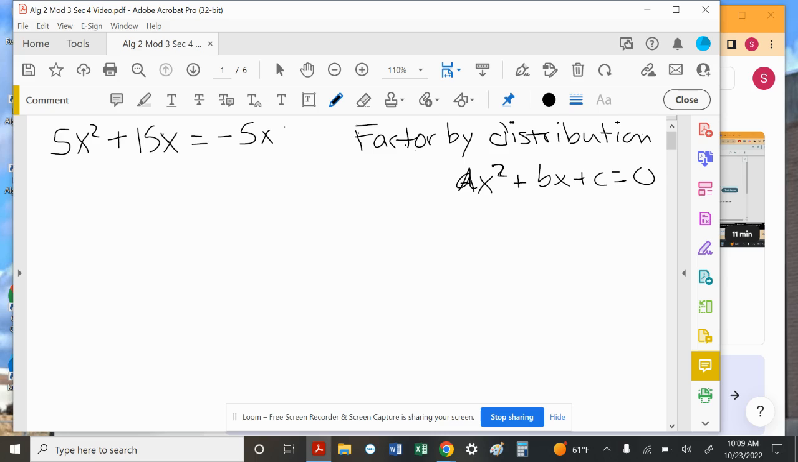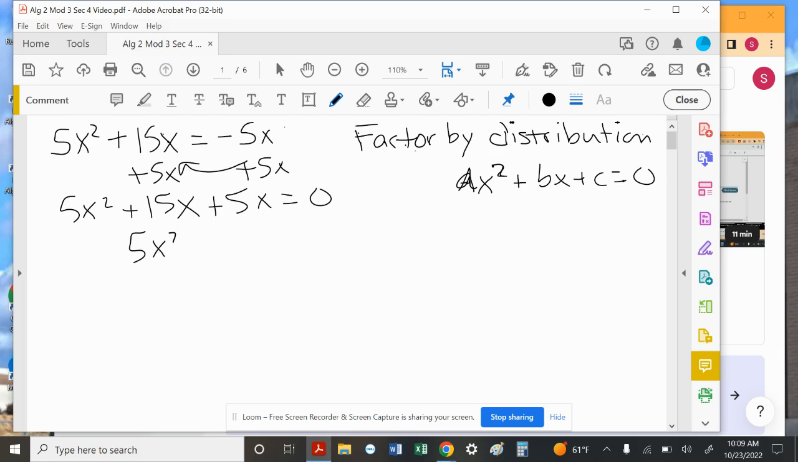And so what I'm going to have to do is move this over to the other side. So I have 5x squared plus 15x plus 5x, because I have to add it to both sides, right? Because it's negative. Okay, equals 0. I can combine those two together. So I have 5x squared plus 20x equals 0.